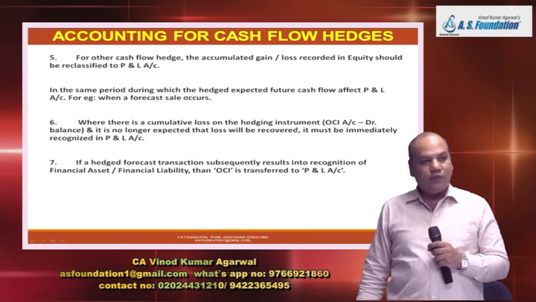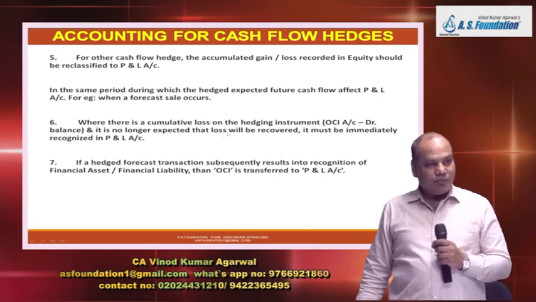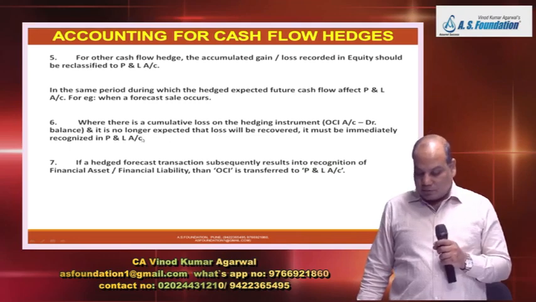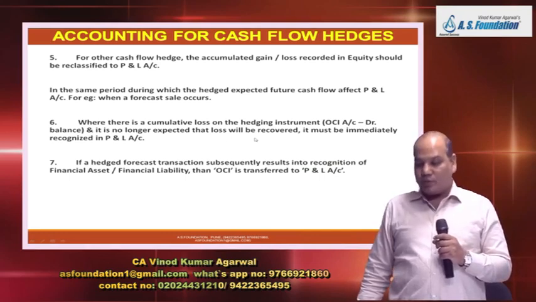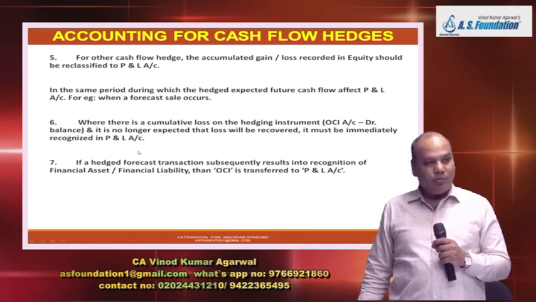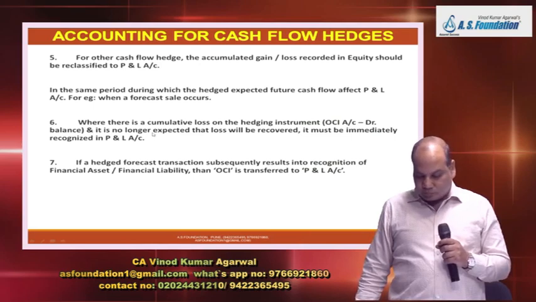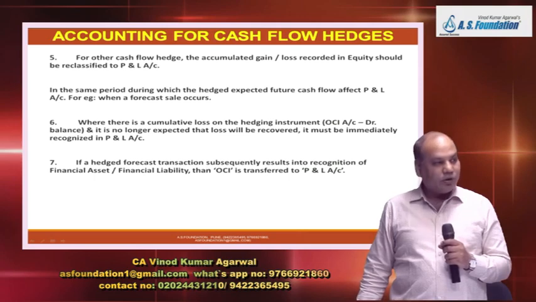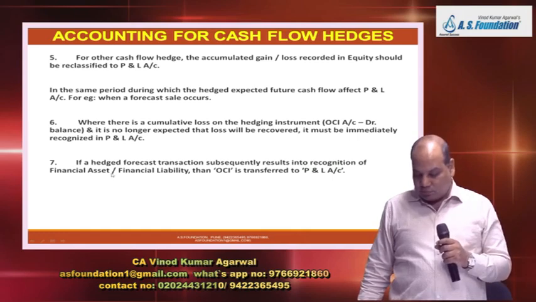Where there is a cumulative loss on the hedging instrument, OCI account debit balance. Cumulative loss on hedging instrument means OCI account has a debit balance, and it is no longer expected that the loss will be recovered. Then it must be immediately recognized in profit and loss account. So continuous debit balance in OCI account, and in case you think that loss will not be recovered, only then you transfer it to P&L account.